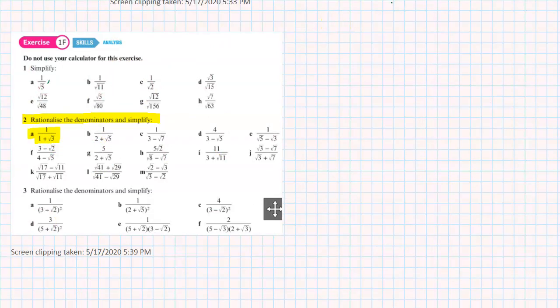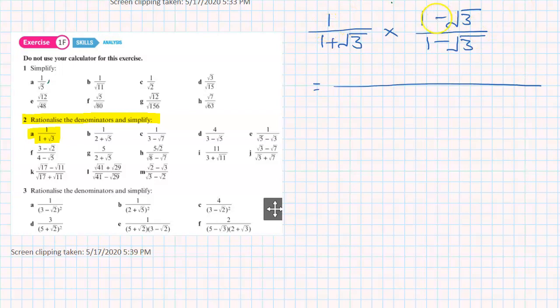So this question is 1 over 1 plus root 3. We multiply by 1 minus root 3 over 1 minus root 3, and we will change the sign. That's called the conjugate.